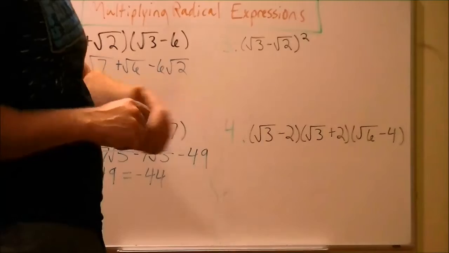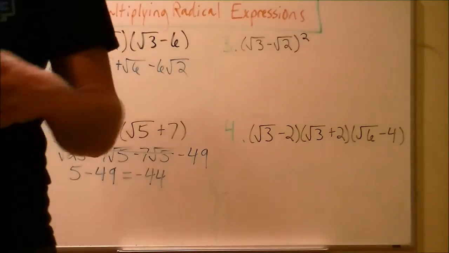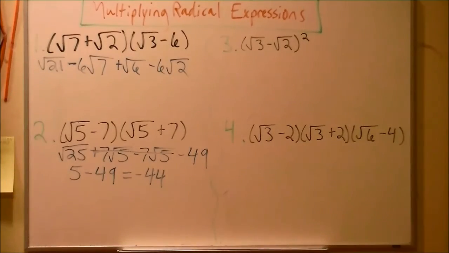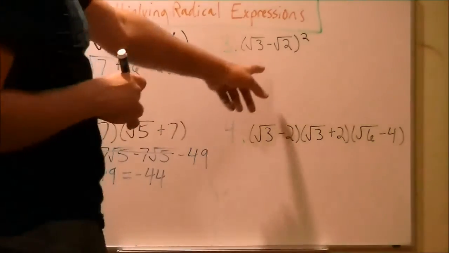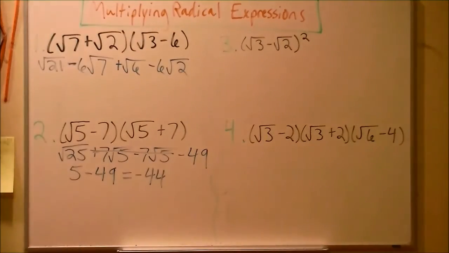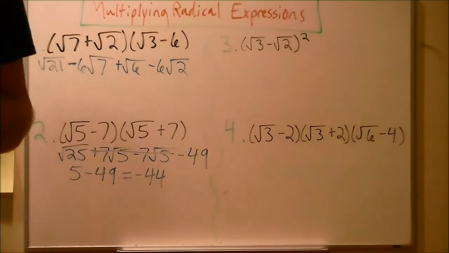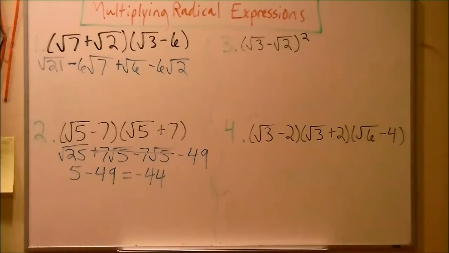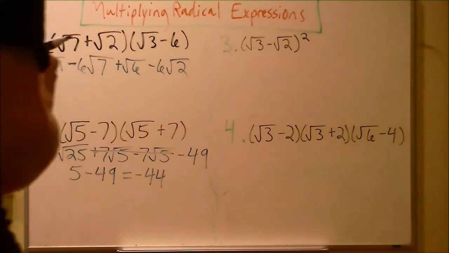Number 3, the binomial in parentheses, square root of 3 minus the square root of 2, close parentheses, squared. Guys, look. Do you notice anything about that? What you might notice is that it is a perfect square. And you recall the shortcut whenever you have a perfect square.